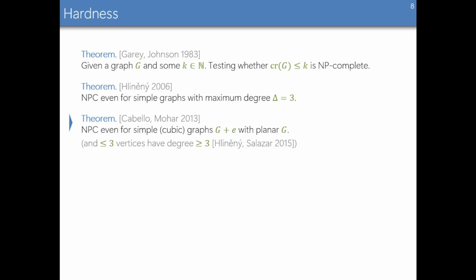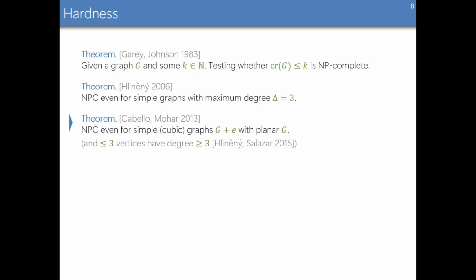Well, we can go even further. We can think about even simpler graphs and argue that finding the optimal crossing number, even for simpler graphs, is a hard problem. And that's what Sergio Gabello and Boya Mohar did. They showed that, well, it's hard for simple cubic graphs, but it's even hard if these graphs are essentially planar and there's just one additional edge.